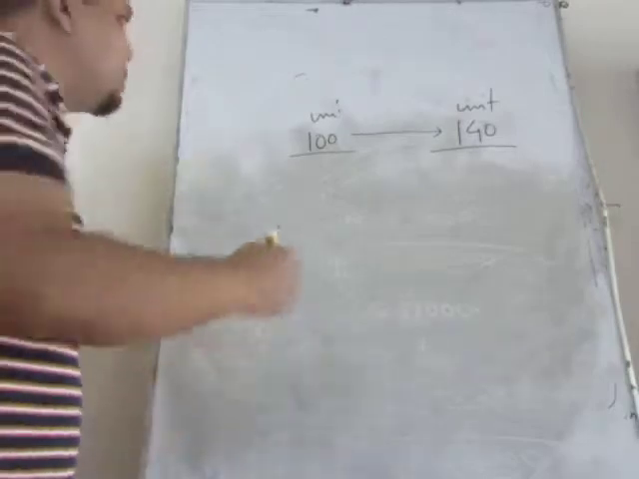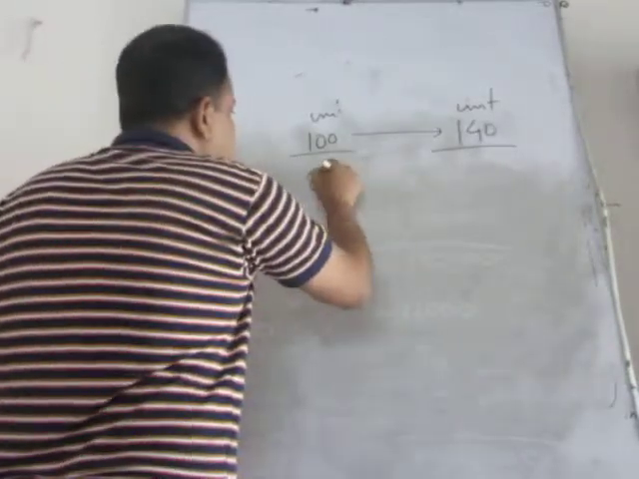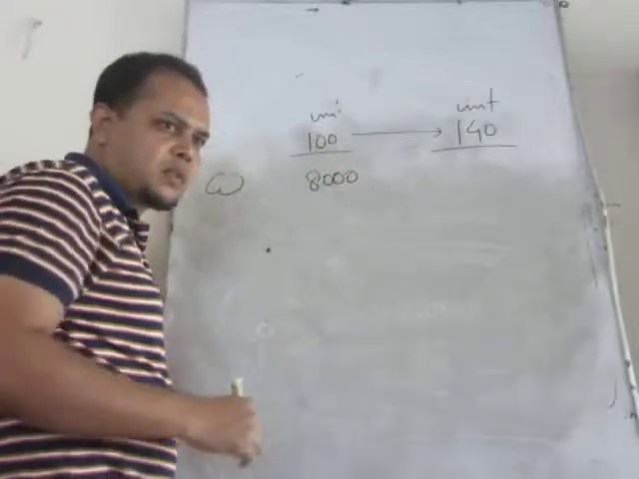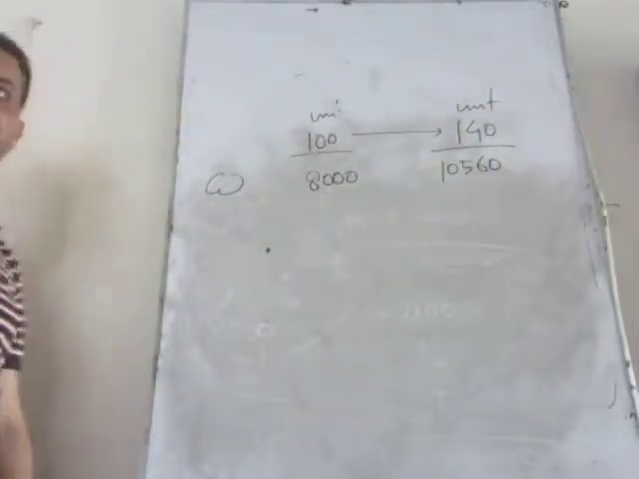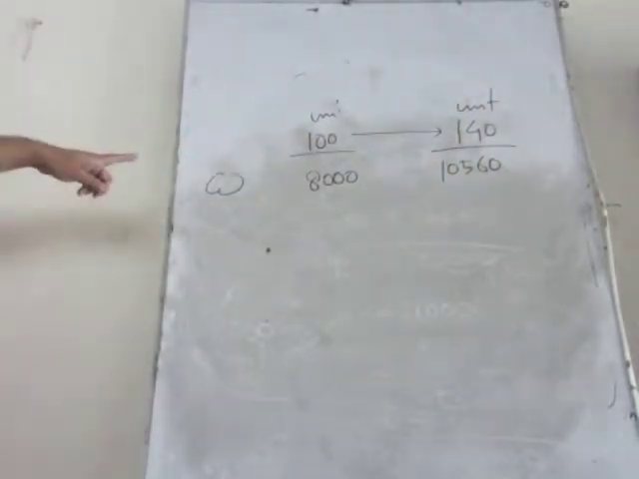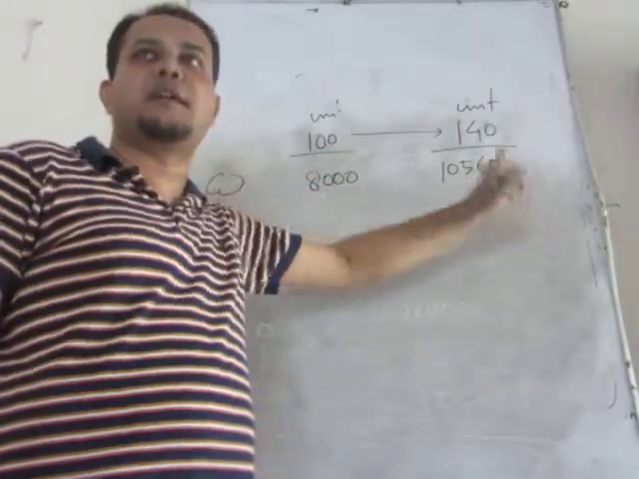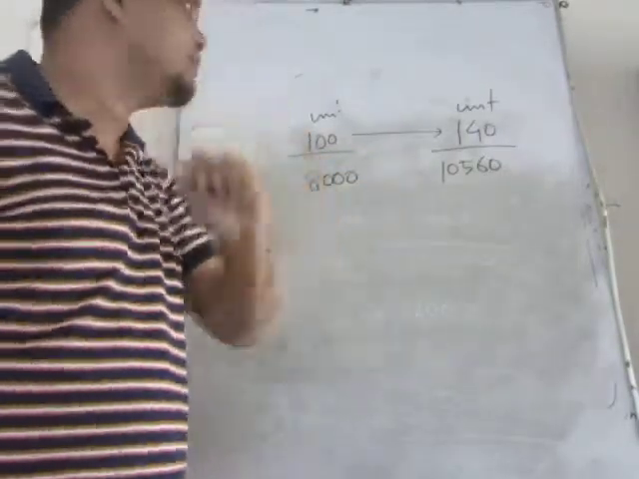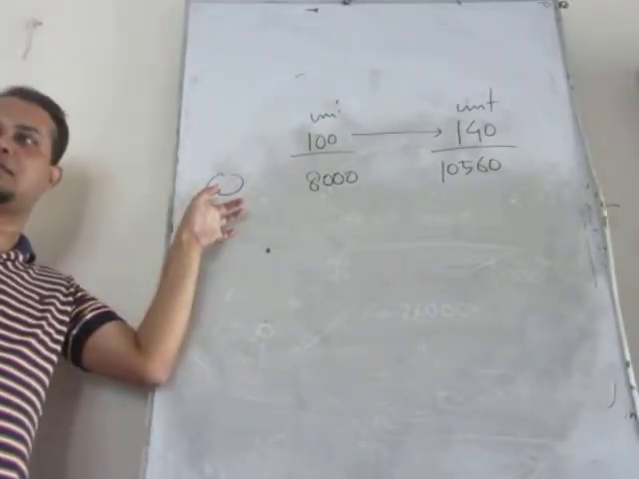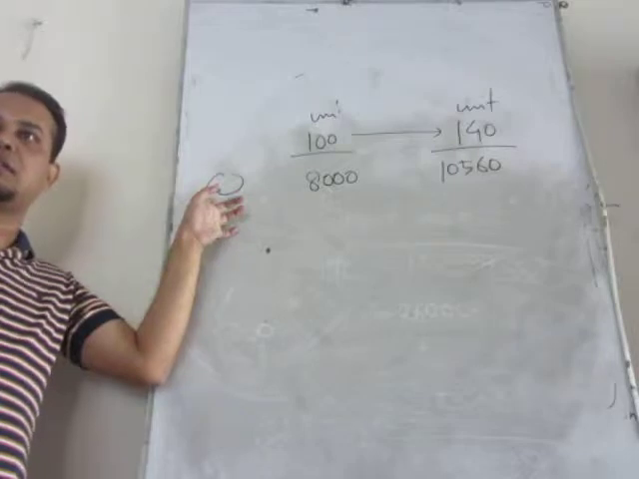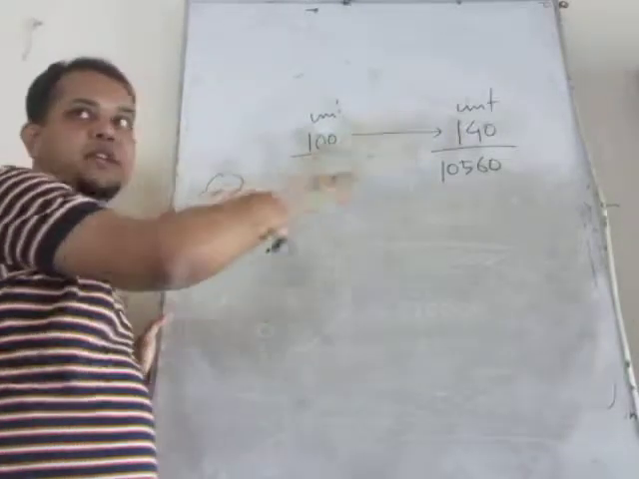Some costs are there. Suppose W. W is 8,000 here and 10,560 here. Now the fact is, if you are asked what type of cost W is, then you have to find out the cost per unit in every case.